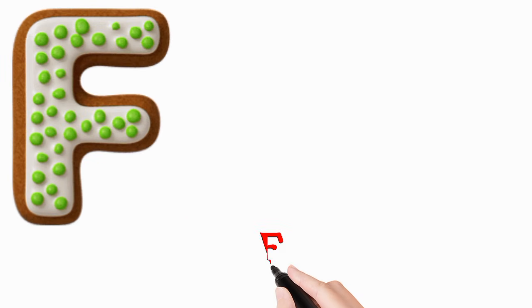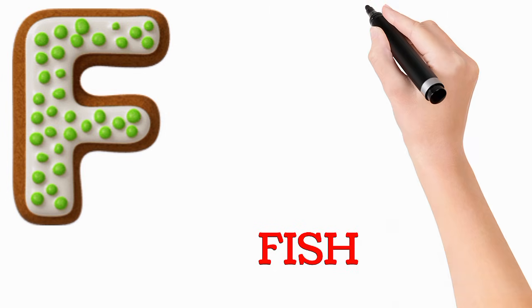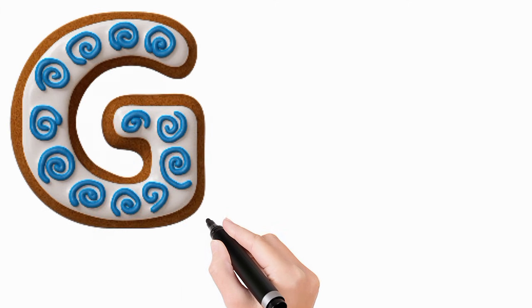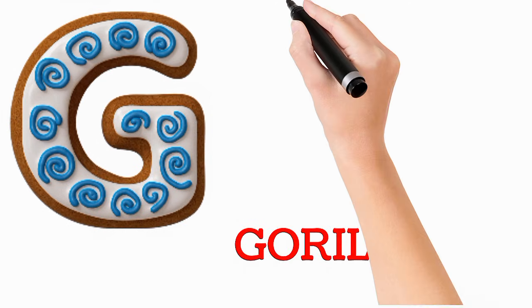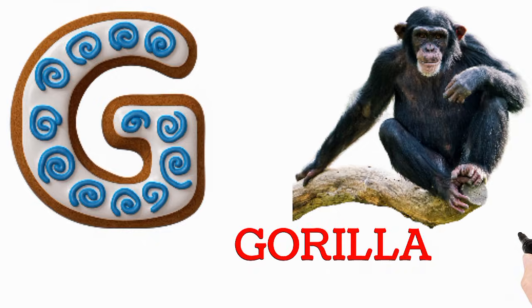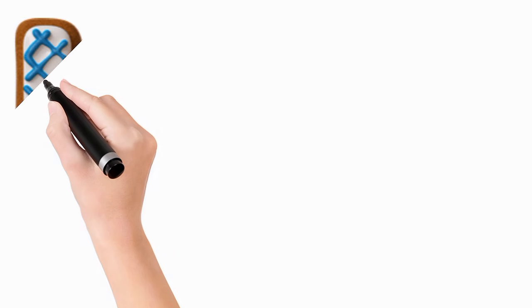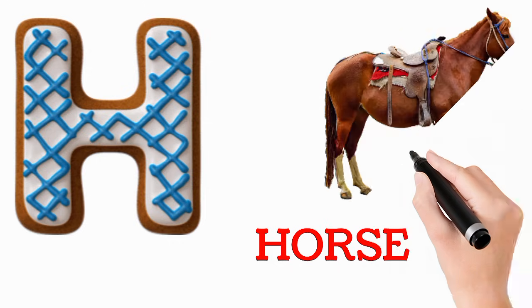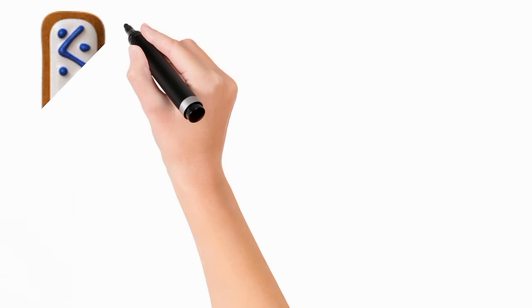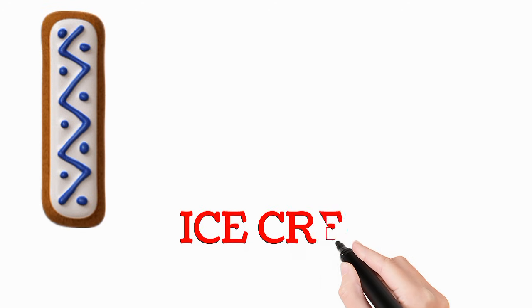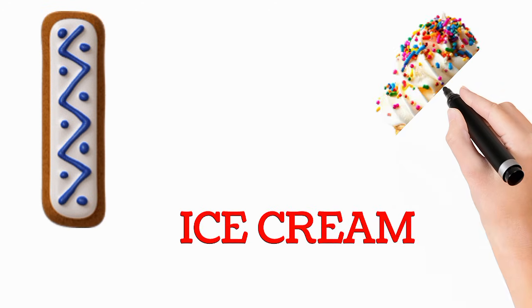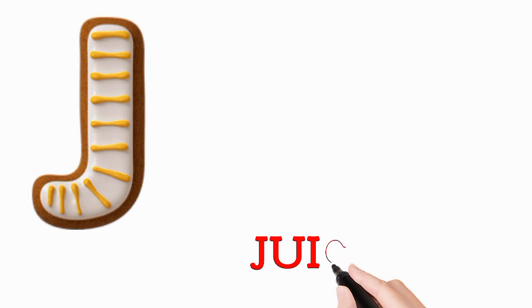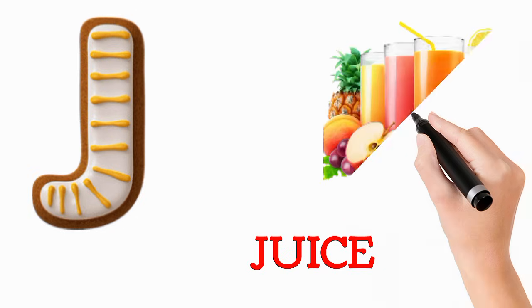F for fish. G for gorilla. H for horse. I for ice cream. J for juice.